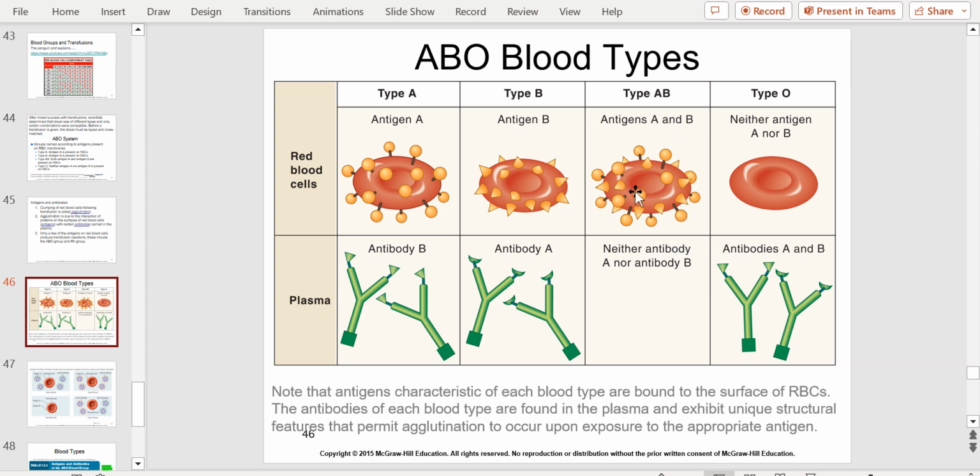The third type there is type AB. You'll see there it actually has both types of antigens, but it doesn't have any of the antibodies. Interesting. And then the universal, here we've got type O that doesn't have any antigens on it. But you'll see there it has types A and B antibodies.